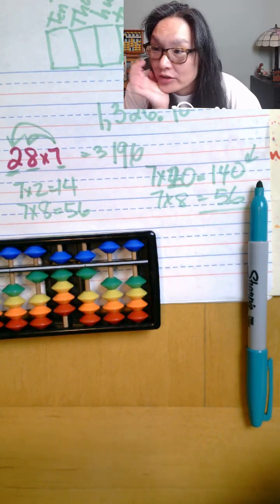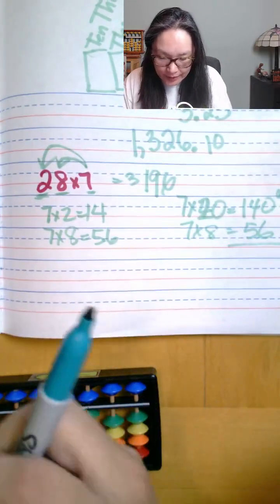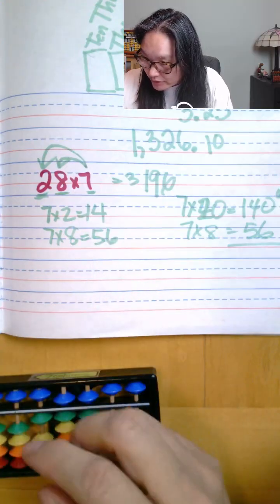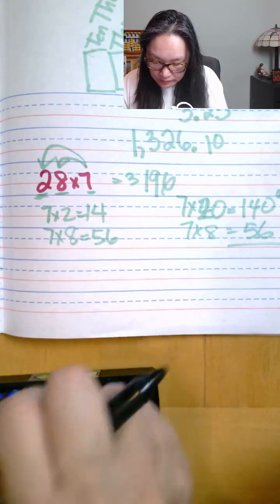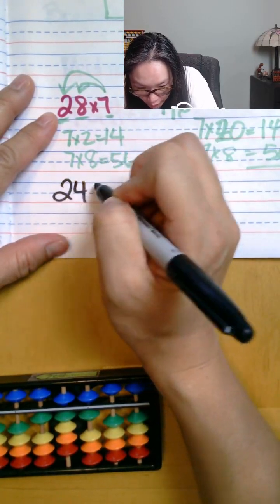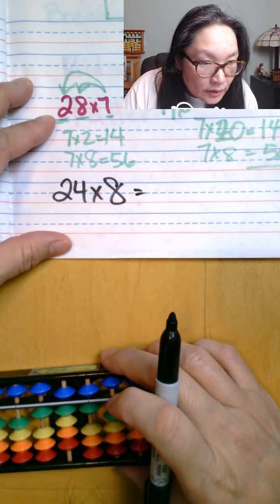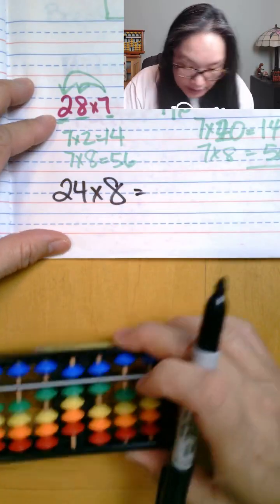I'm looking for a question. That's what I'm doing, and I'm quiet for that. Okay, I got it. All right, so here's the question. Let's see. 24 times 8. All right. The child. Okay, got it.